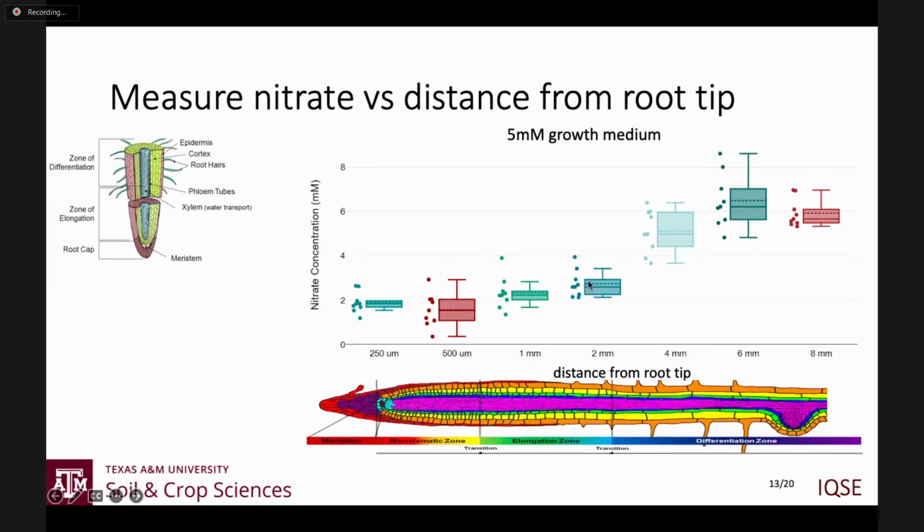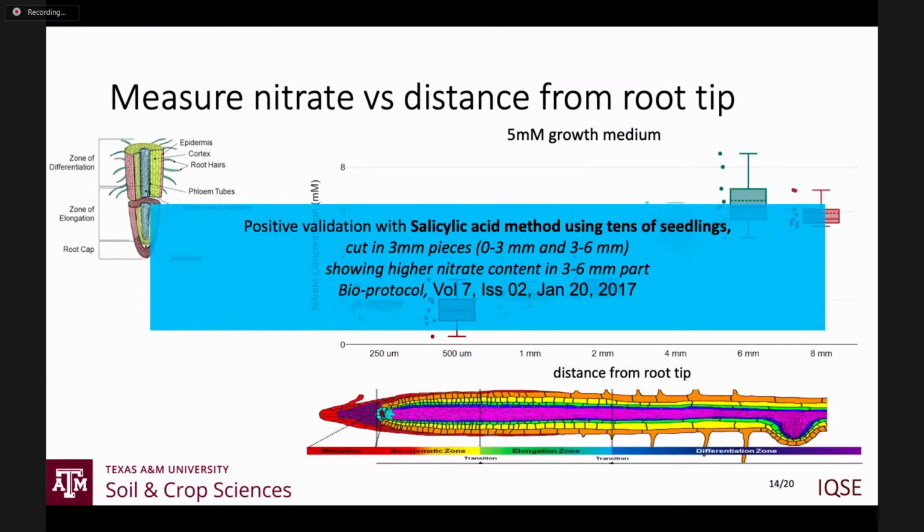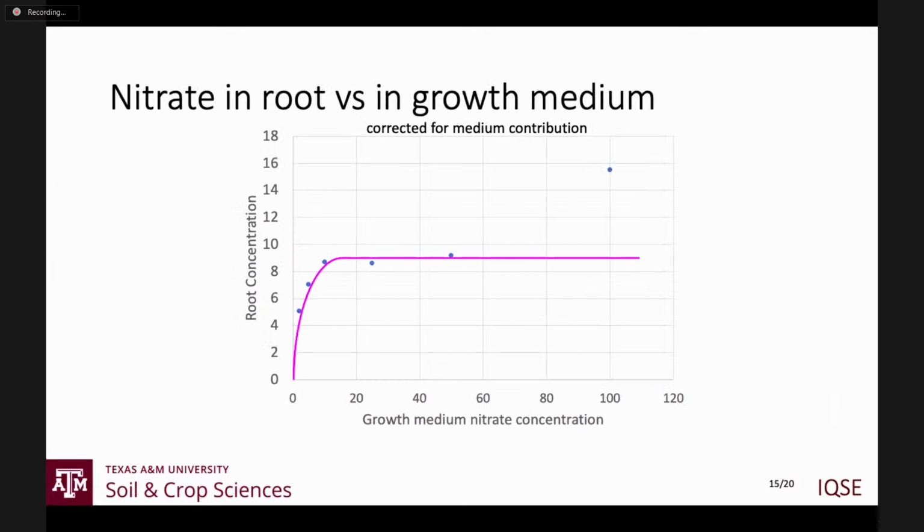And what we could see here, these results we got with the Raman were validated with the salicylic acid method, the spectrophotometric variation that our collaborators from Dr. Sakiko were applying. And the good news is, they couldn't measure with the precision we have, but they cut pieces of 0 to 3 millimeters and 3 to 6 millimeters, and these results are confirming our Raman measurements.